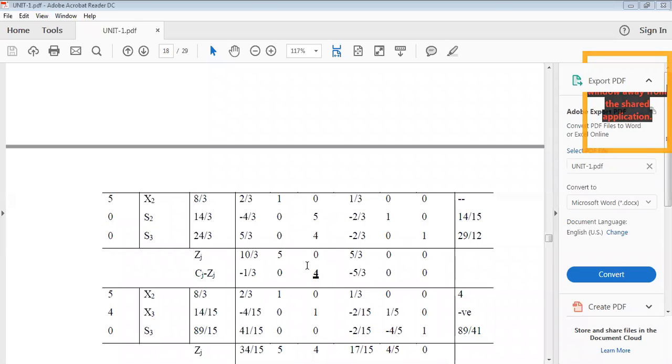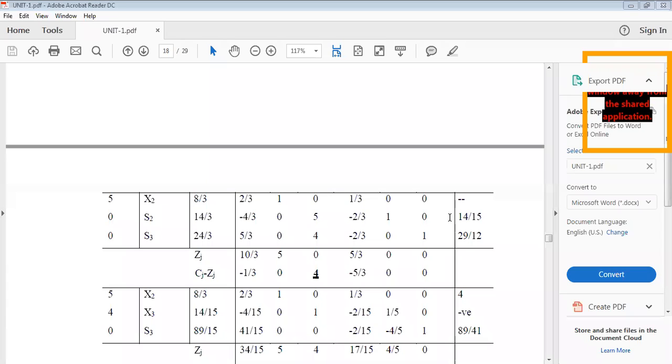You can treat this as the entering column. These are the elements in the entering column. 0, 5, 4 are the elements in the entering column. Now divided by 8 by 3. 8 by 3 divided by 0, you will get infinity or 0, something like that. Next, 14 by 3 divided by 5.